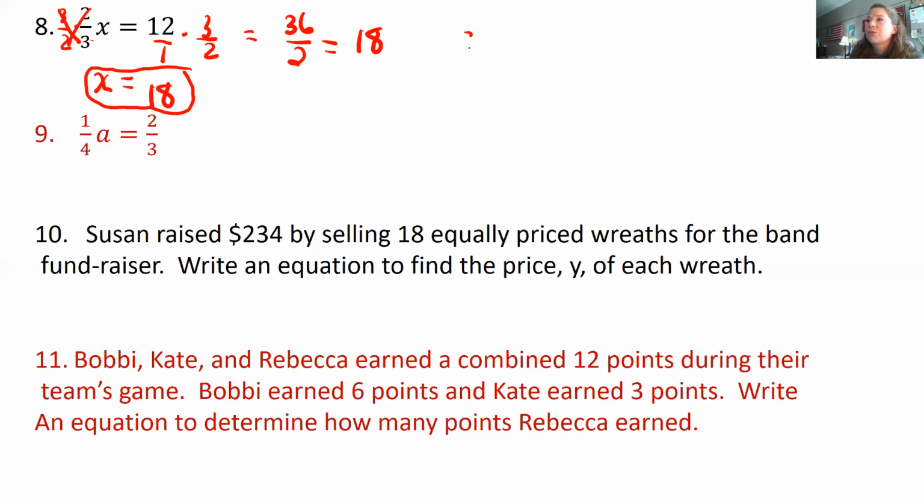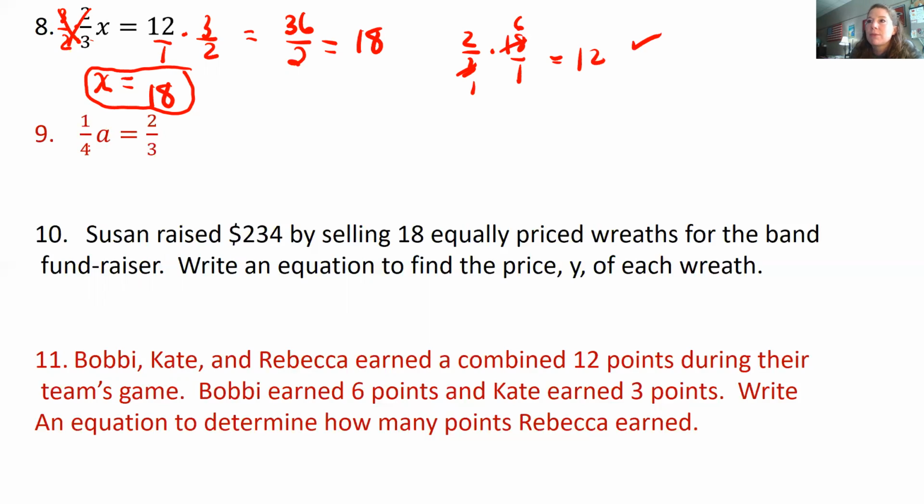So is 2/3 of 18 12? Is that correct? Well, I know the 3 would cancel. 18 divided by 3 is 6, and I know that 2 times 6 is 12. So that is correct. All right, number 9.